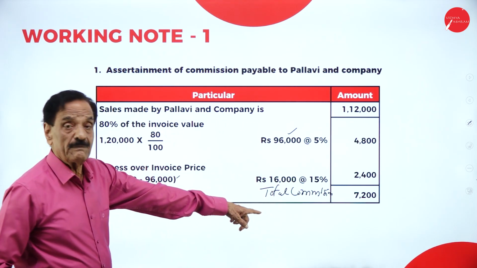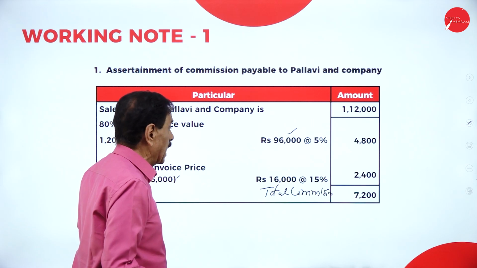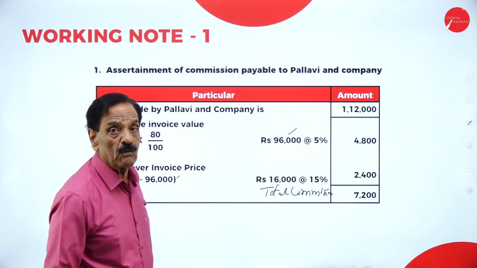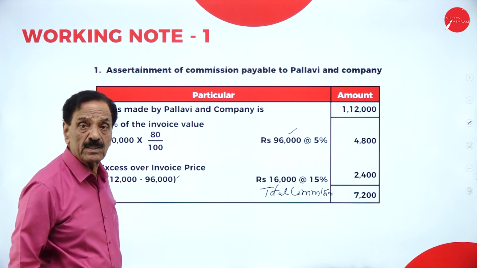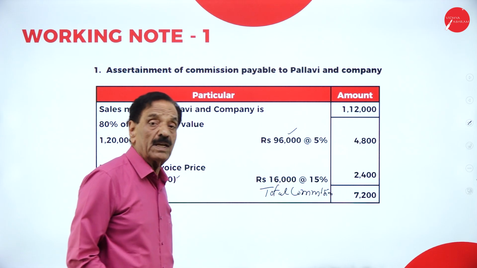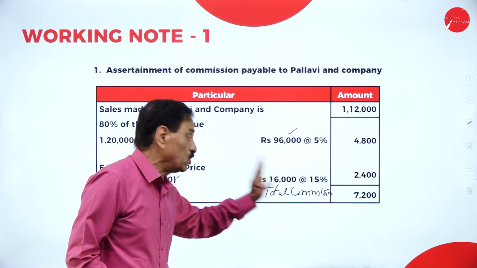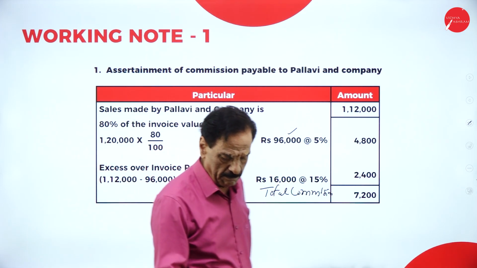Total commission is 7,200. So first, 80% of 1,20,000 is 96,000. On that, 5% commission is 4,800. The sale is 1,12,000 minus 96,000. Balance is 16,000. On that, 15% is 2,400. So total commission payable to the consignee is 7,200.